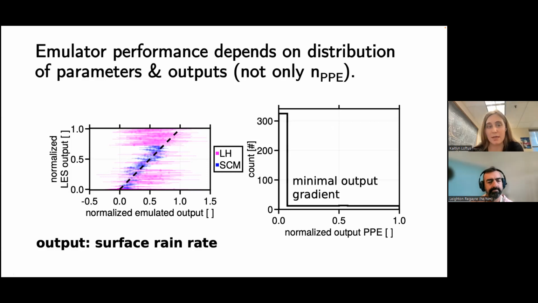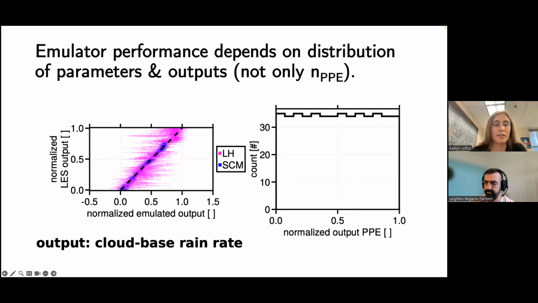And what seems to be causing this poor performance is, if we look at the distribution of outputs that are coming from our PPE that we're using to train the emulator, basically all of them have a single value. And so we don't really have a strong dependence of this output as a function of parameters, and that makes it hard for the emulation to work. So this is definitely something we want to consider moving forward as we're developing different emulation approaches.